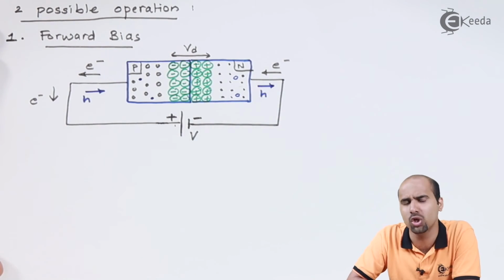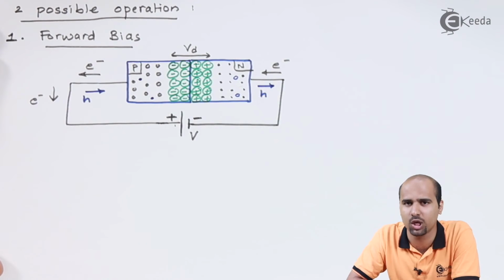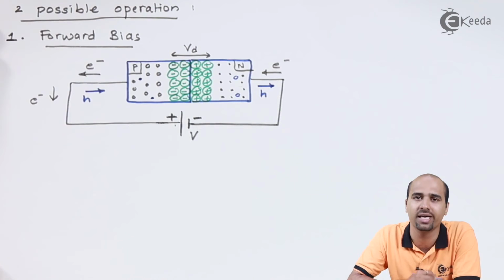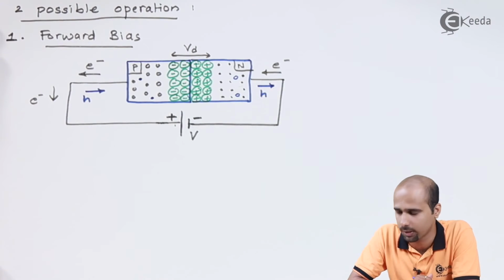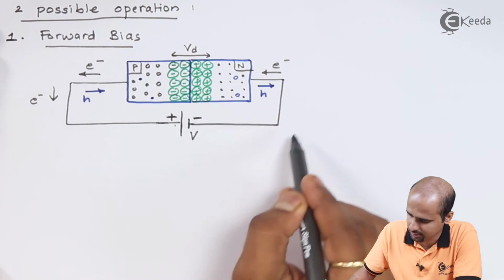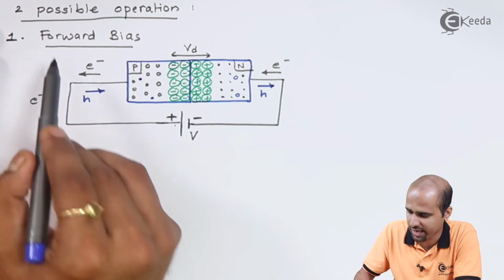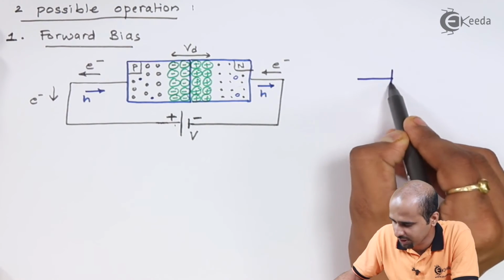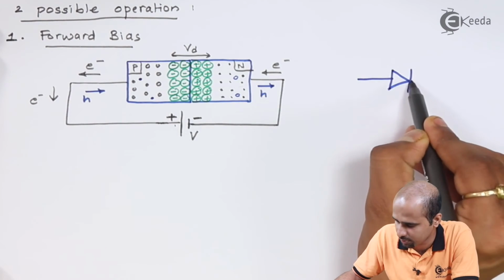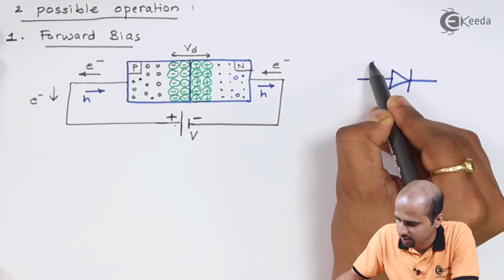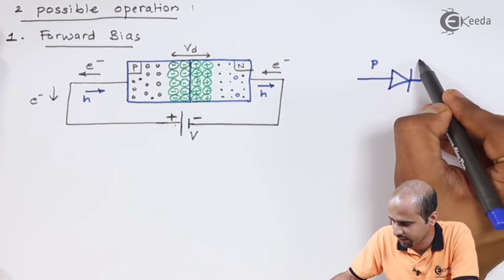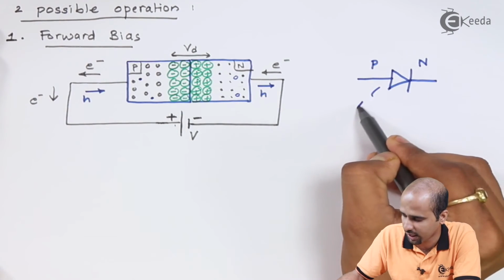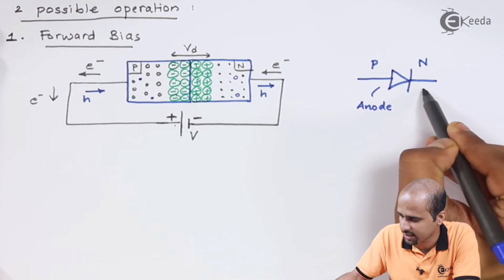Now, what is a hole? Holes are nothing but the deficiency of an electron, an empty chair, and when it gets filled with an electron, that process is called recombination. Okay, let's start the operation. This operation is called forward bias. This is because, as far as the diode's operation and symbol are concerned, this is the symbol of the diode, where this is the p-type semiconductor and this is the n-type semiconductor. This is called the anode and this is called the cathode.